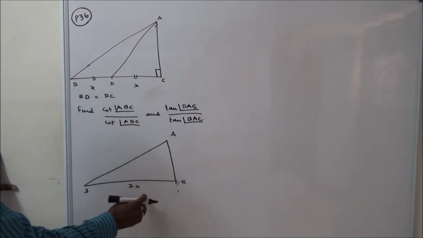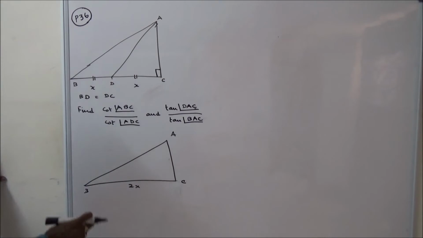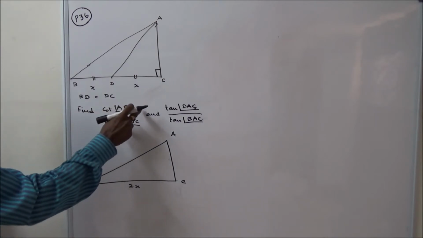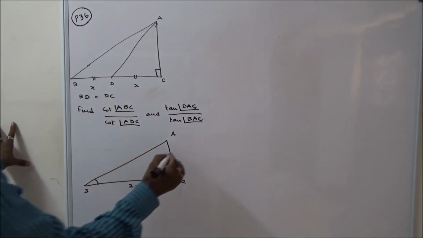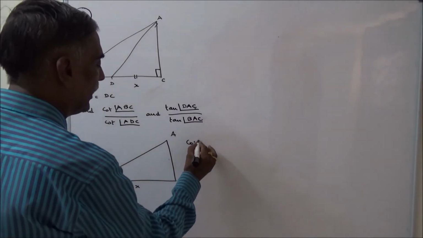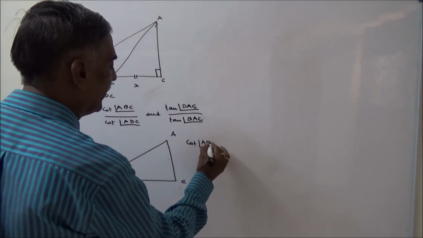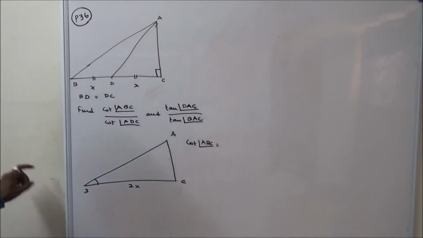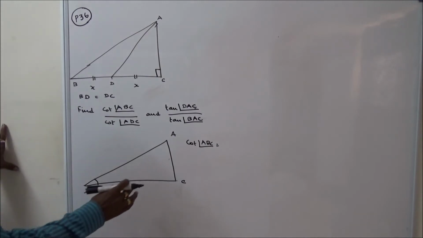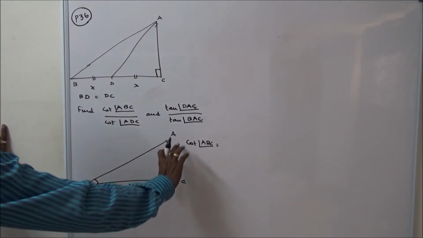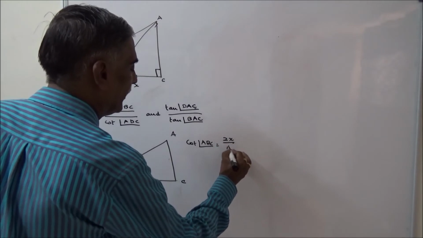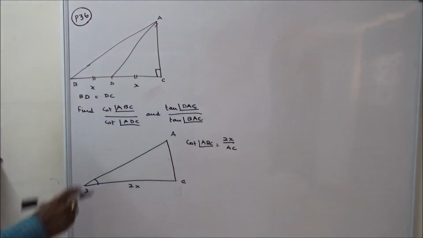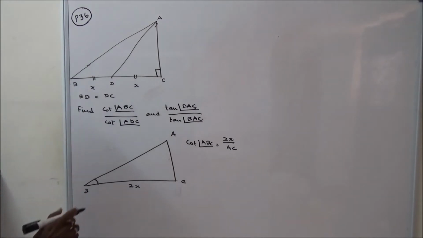So first is cot angle ABC. This is reference angle B. Now I can calculate cot angle ABC. So cot angle ABC is equal to base divided by perpendicular, that is 2x by AC. I consider the second triangle.